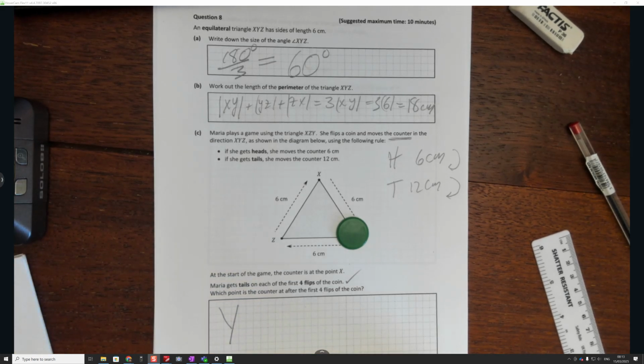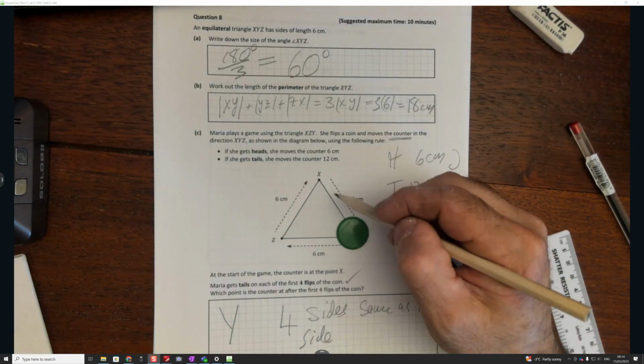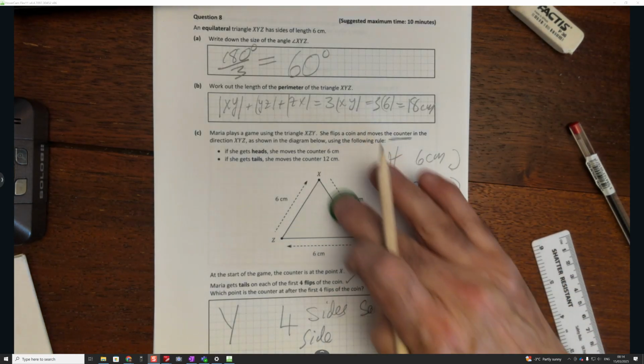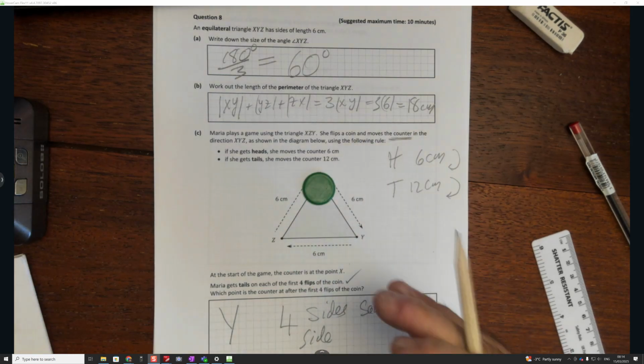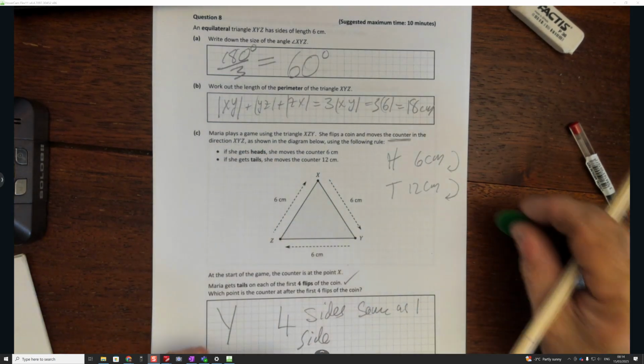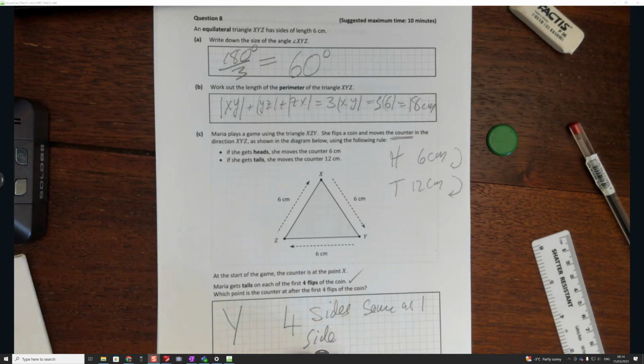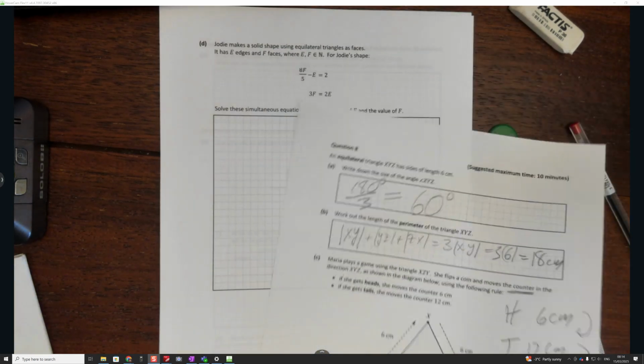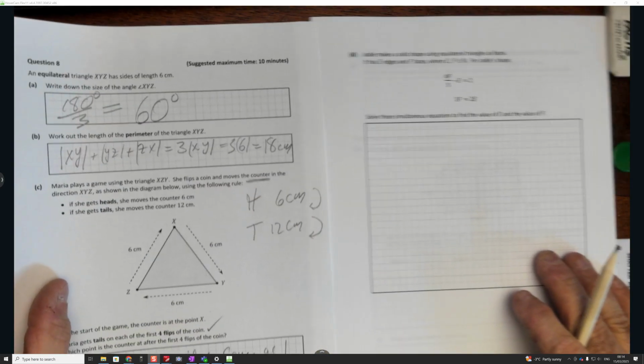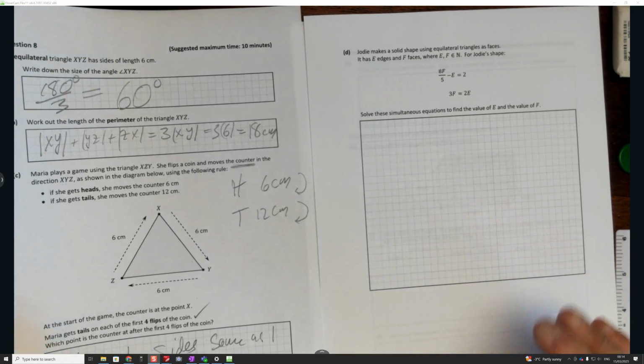Now, explanation. Moving 4 sides is the same as 1 side movement. So 1, 2, 3, 4 is the same as, see, the first 3 cancel that, so it's actually clock maths. I gather this would happen. So we're over here now.